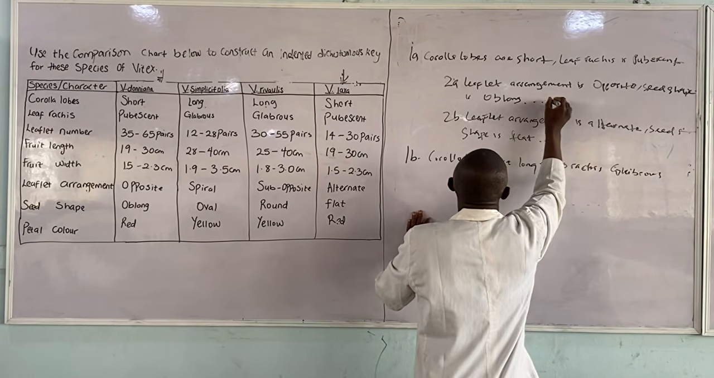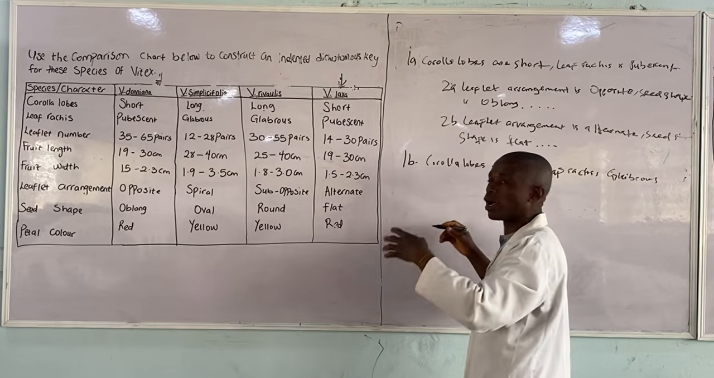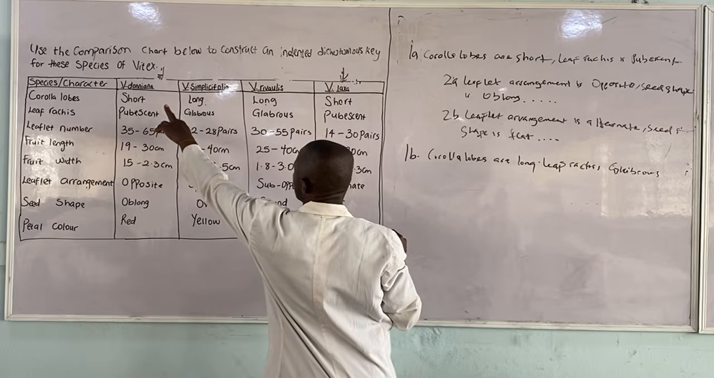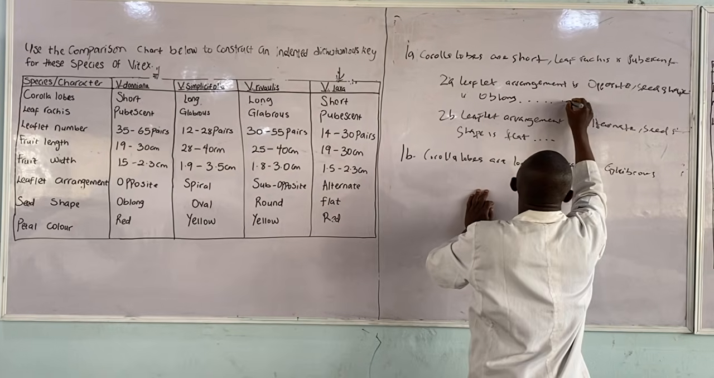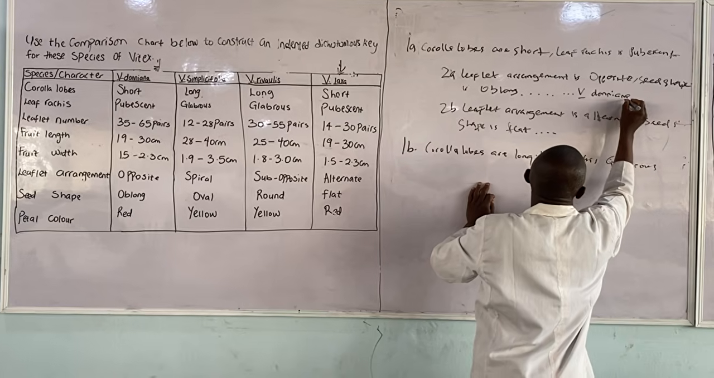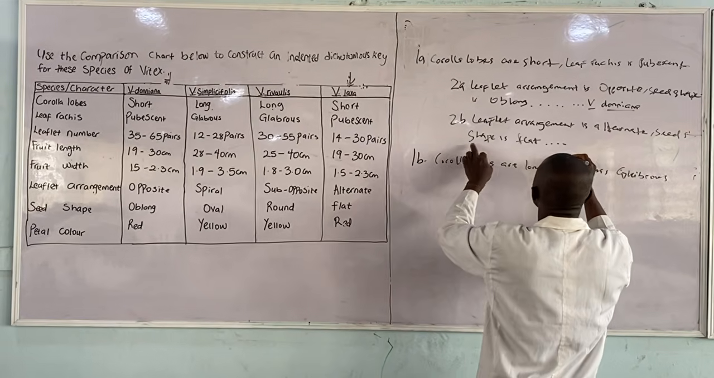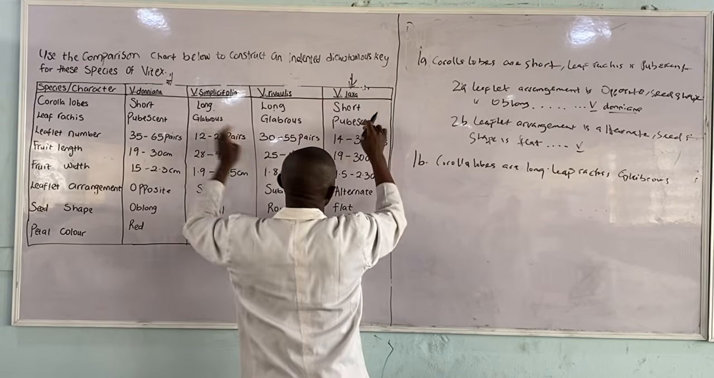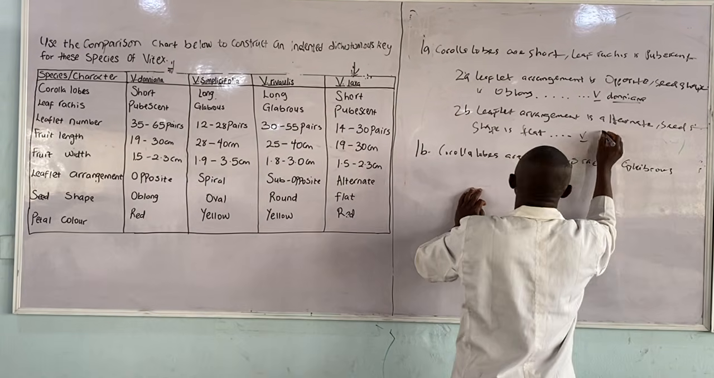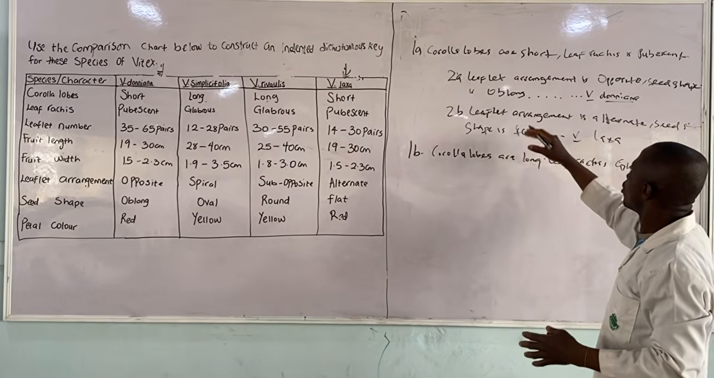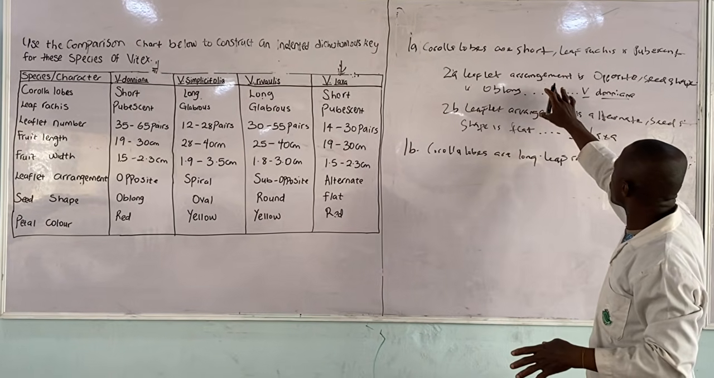So with these 2 characters, we can now put them to individual. So seed shape is oblong, is V. domiana. Then seed shape is flat, is V. laxa. So we are able to separate 2 out of 4 now.